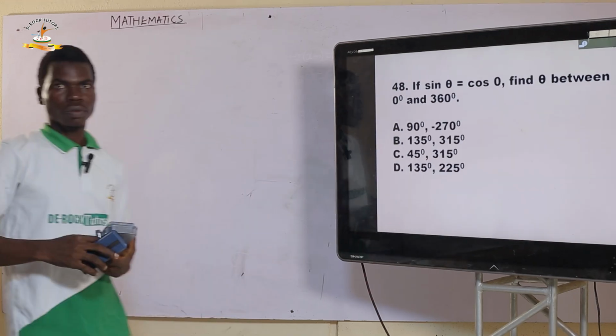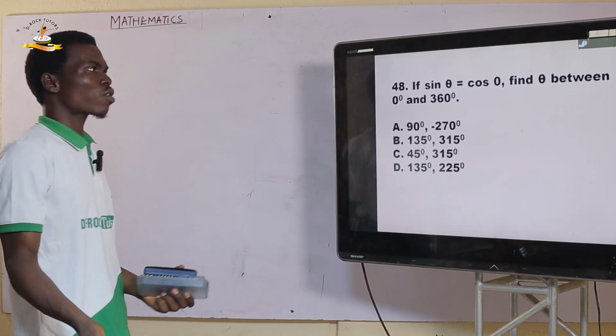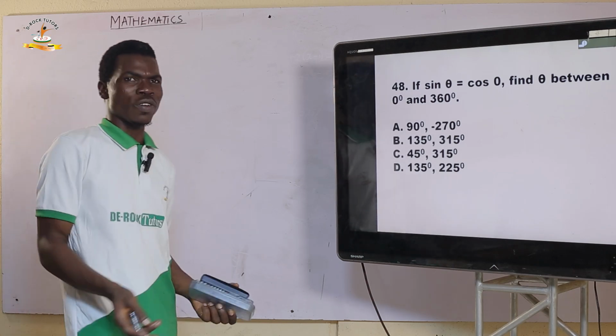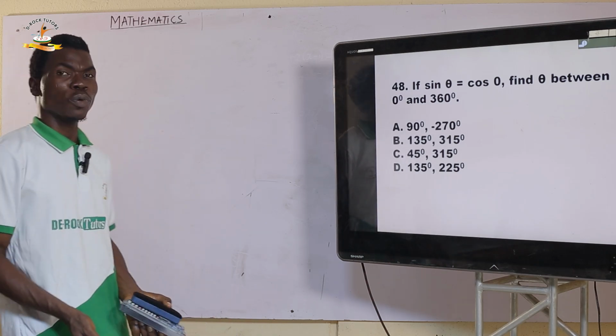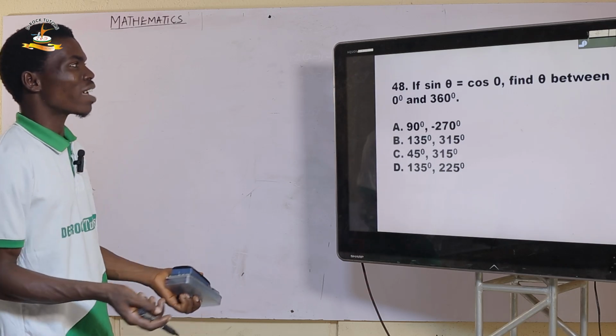So the simple answer there is what? Option C. So question 48 is next, and it says if sin theta is cos 0, find theta between 0 degrees and 360 degrees. This is very simple. We ask ourselves, for which of the angles is sin theta going to be what?